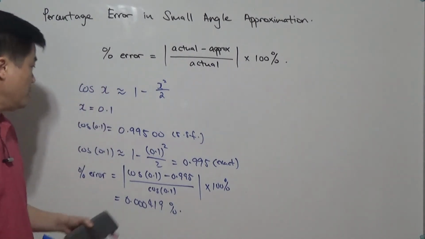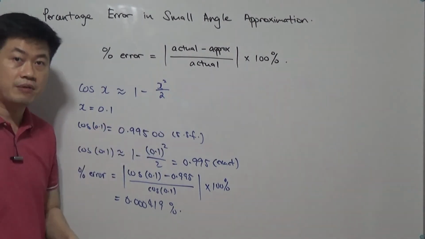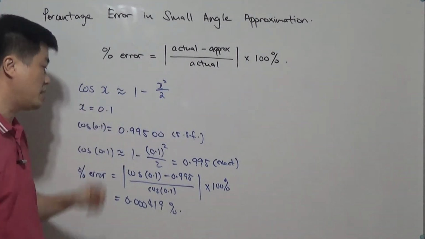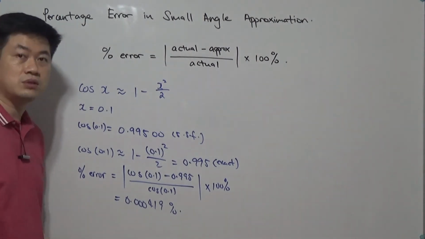So as you can see, when we have x sufficiently small, this is a very, very good approximation for cosine x. The error is not even close to 1%.